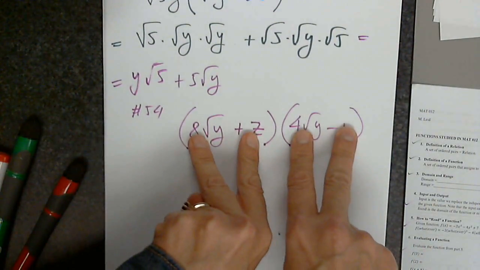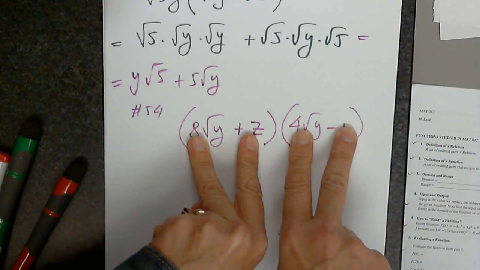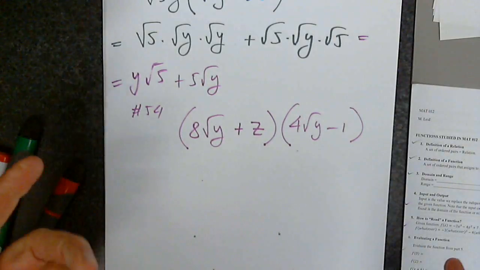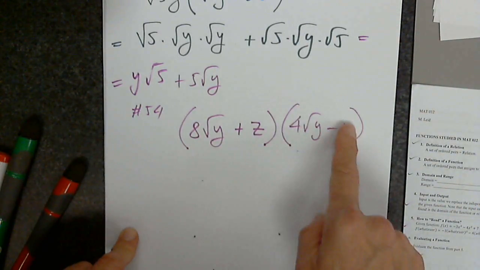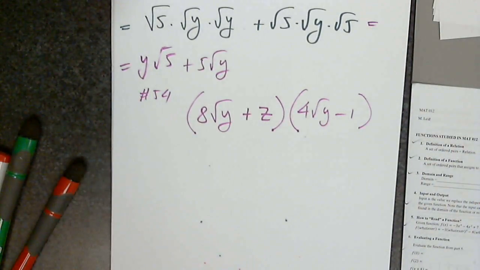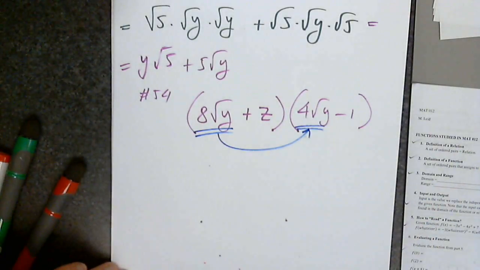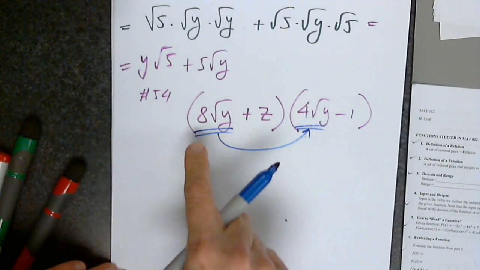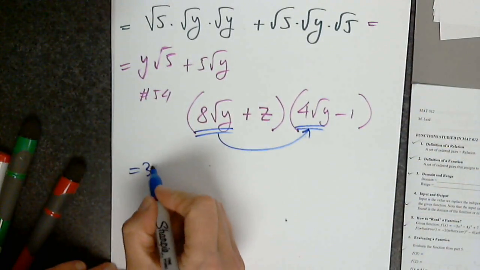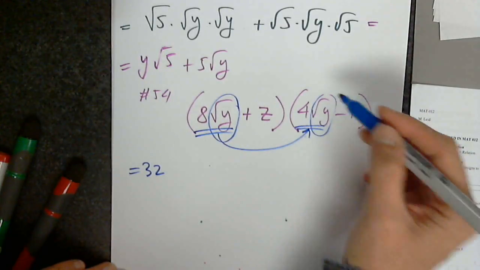Well, I have 2 terms. What is my only chance to eliminate parentheses? Yes, FOIL, right? This distributed to these 2, and this distributed to these 2. Remember, what is outside multiplies the outside, what is inside multiplies the inside, the radical, right? So when I distribute here, I have to multiply the outsides first. 8 times 4, 32. And now I multiply the insides. Now I multiply the square root of y by the square root of y.